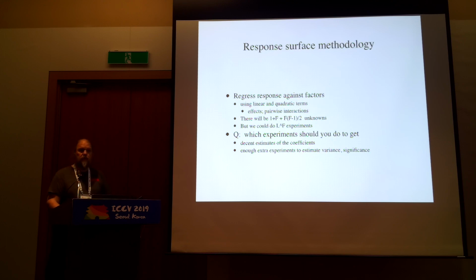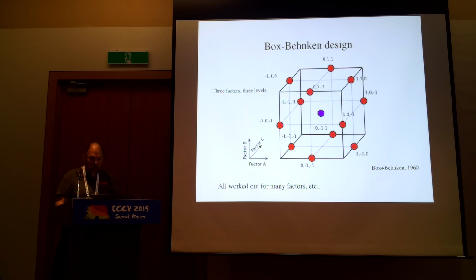You regress the response against factors using linear and quadratic terms. You can look at main effects and at pairwise interactions. That means you have to estimate 1 plus F plus F times (F minus 1) over 2 unknowns. But you could do L to the F experiments, and if you do, you're insane. It's expensive. So, which experiments should you do to get decent estimates of the coefficients and enough extra experiments to estimate variance and significance? Answer, Box and Behnken worked it out in 1960.